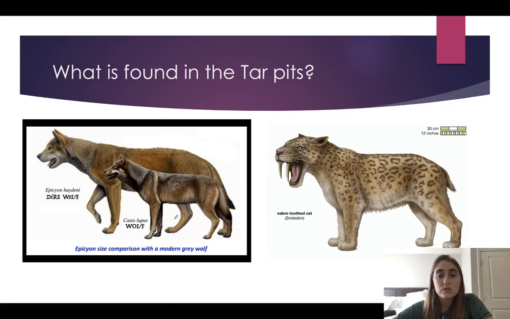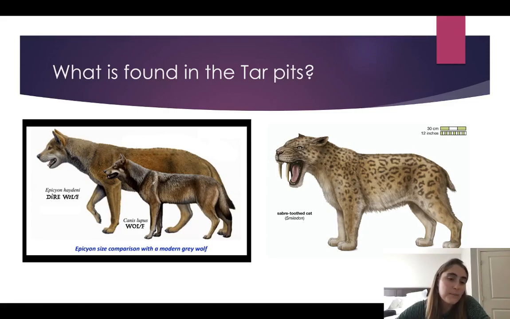Okay, so these are the two types of species that you'll see. They've dug up a lot. They have those big mammoths. You've probably seen the images of a woolly mammoth before. So they have dug a few of those out. These are the two most common things that they find. These are dire wolves and saber-toothed cats.